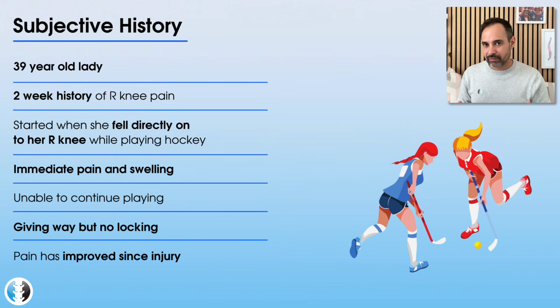Since then, she's been finding that she's been having increasing problems with her knee. She's been finding that she's getting some giving way, a feeling of instability, but no locking at her knee. But she has found that the pain has improved, which has led her to suspect that maybe this isn't such a serious injury after all, and she's asking you whether she can start to think about going back to hockey.